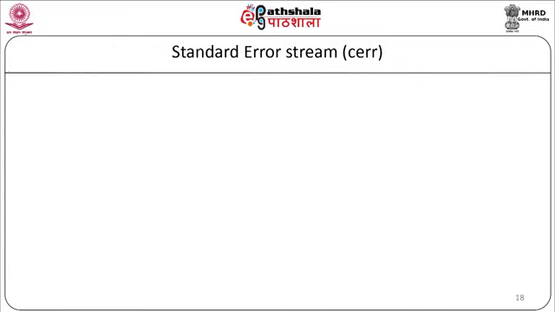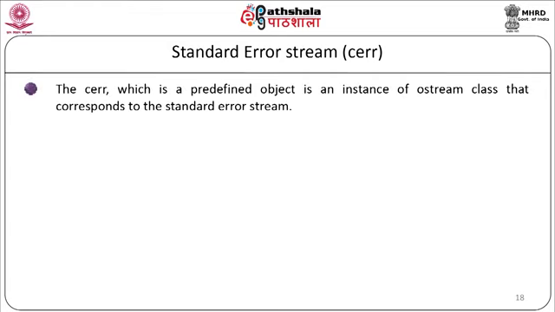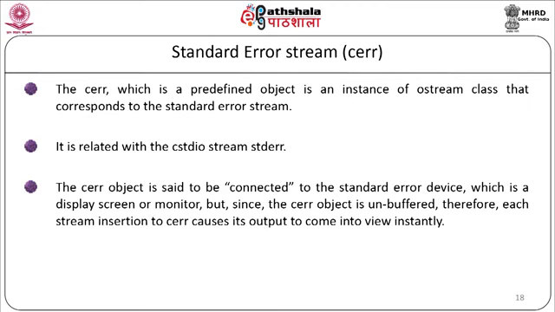Now let's see the standard error stream, cerr. The cerr, which is a predefined object, is an instance of the ostream class that corresponds to the standard error stream. It is related with the C stdio stream stderr. The cerr object is said to be connected to the standard error device, which is the display screen or monitor, but since the cerr object is unbuffered, each stream insertion to cerr causes its output to come into view instantly.